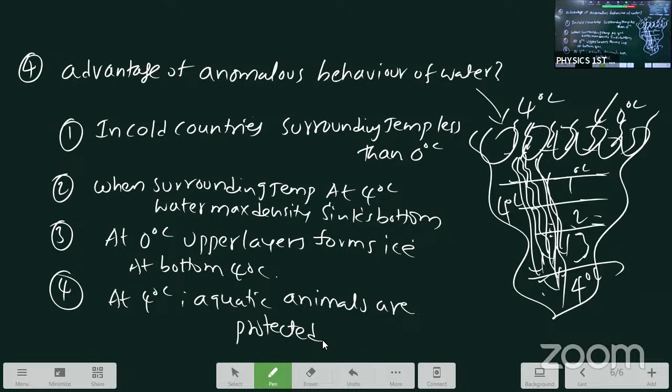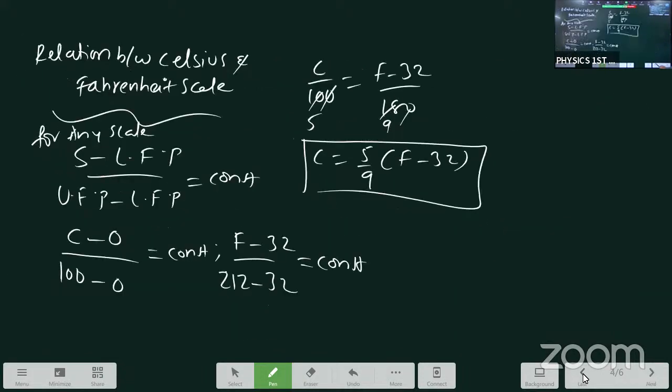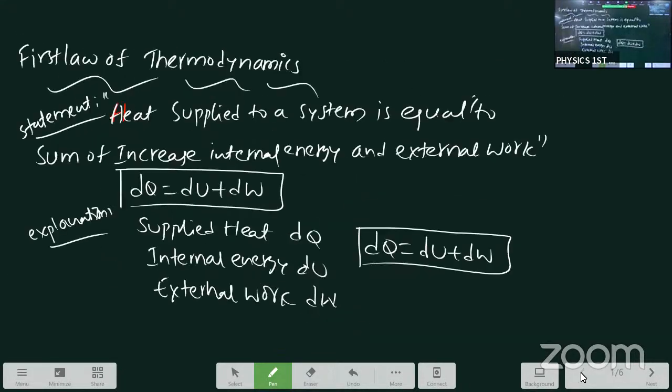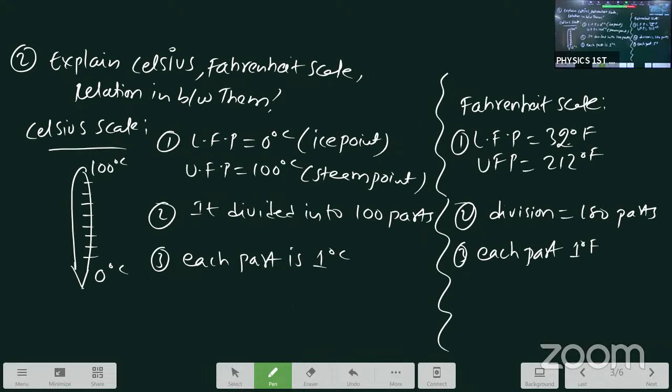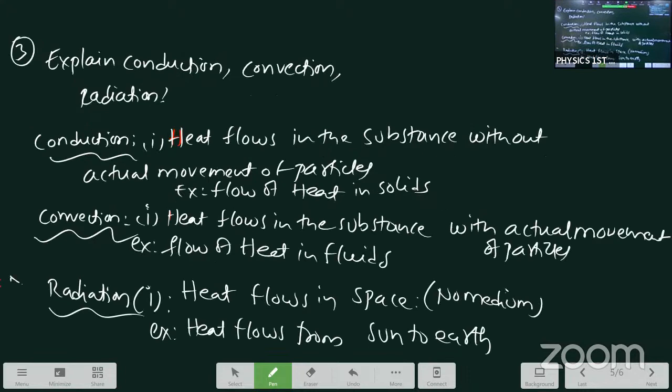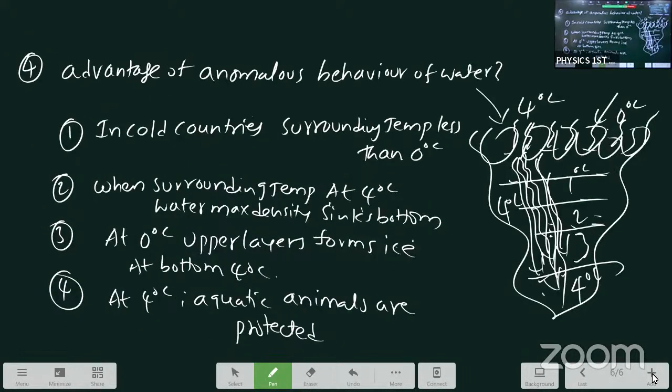Students, now see, one more last question for this day. First of all, today's first question: first law of thermodynamics, supplied heat is equal to the sum of increase in internal energy plus external work. Next, explain the Celsius Fahrenheit scale. What is the relation? Explain conduction, convection, radiation. This is question number 3. Anomalous behavior: advantage of anomalous behavior of water. For water only, anomalous behavior.